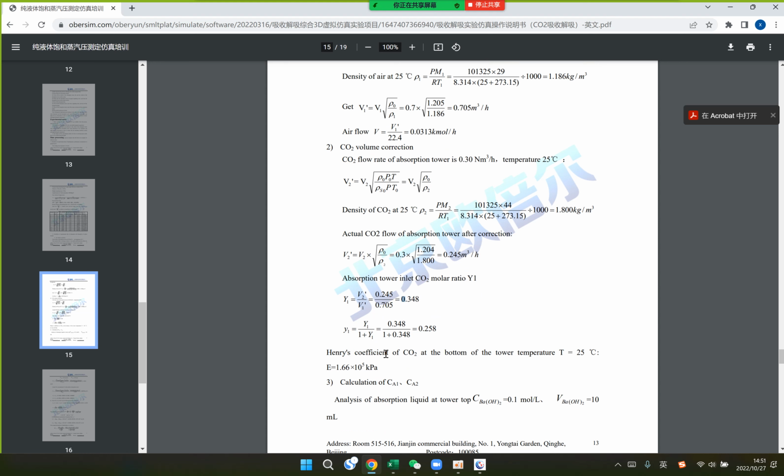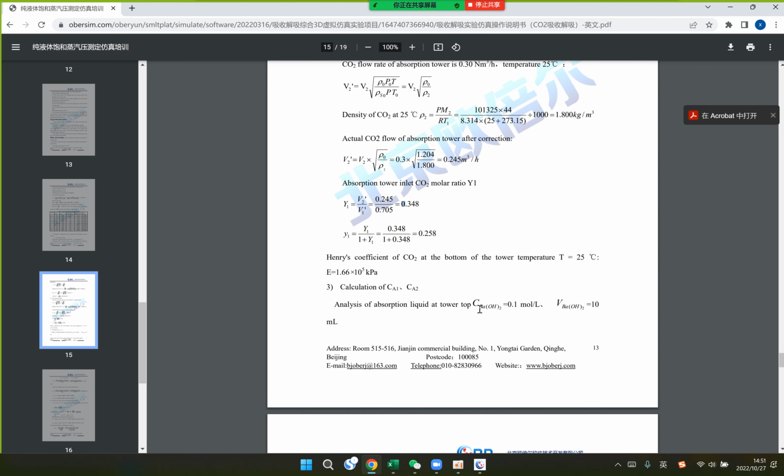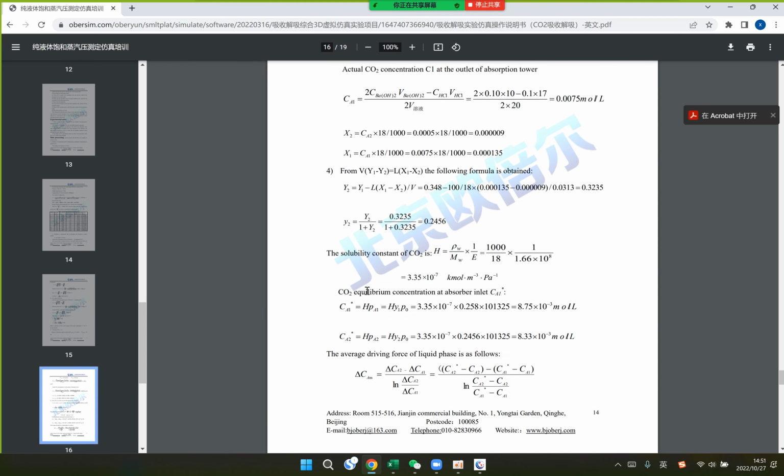So the equilibrium concentration X1 should be this part. The limit for the liquid concentration at the bottom should be this part, and the limit for the carbon dioxide concentration from the top should be this value. This is the ideal case, if it follows Henry's law.